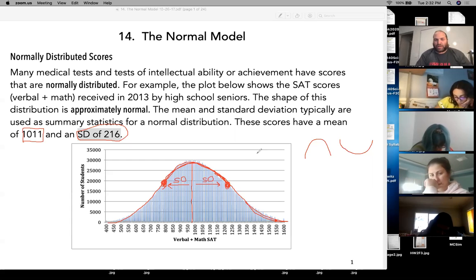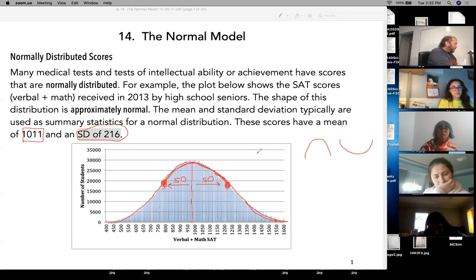So if I go directly from the center to the point where it switches from being right side up to upside down, that distance is called the standard deviation. Now, in calculus, we have a name for that point. It is called an inflection point.